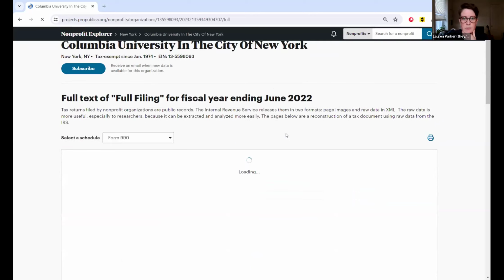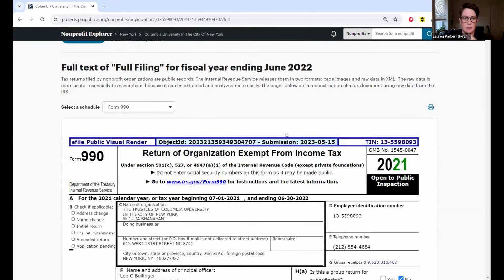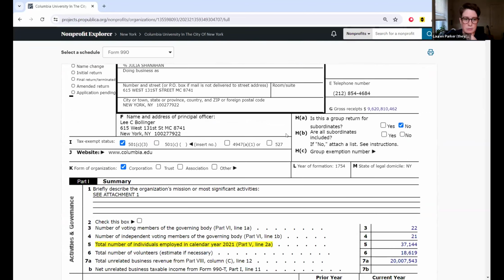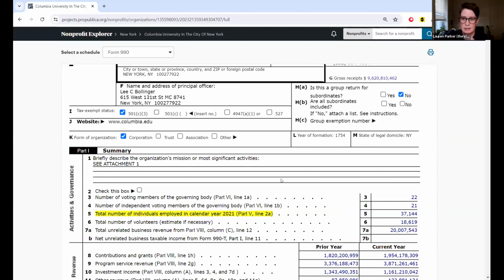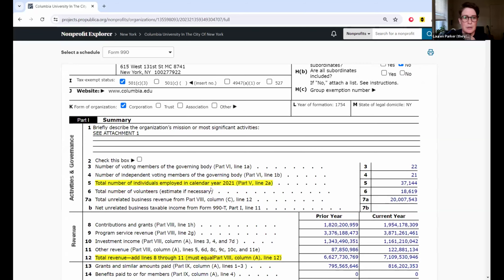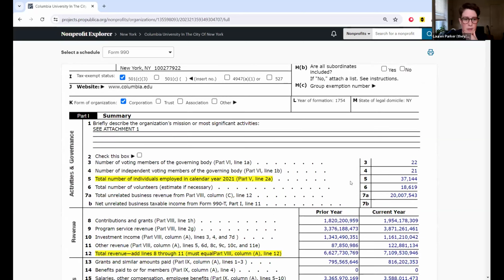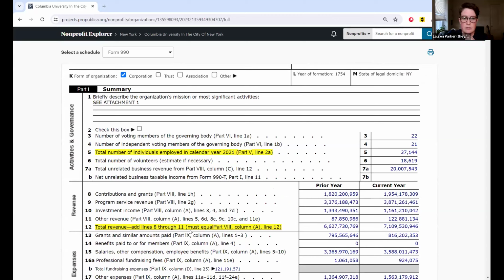All right, this might take a second. Here we go. Fear not, we will try to only look at highlighted lines. There's a lot here. But the first thing is, in this Part 1, as soon as you land in this 990, they tell you how many employees. Columbia has 37,000 employees. And they also reiterate the total revenue. If we look at the current year, we see that number again, $7.1 billion. We also see the revenue in the prior year.